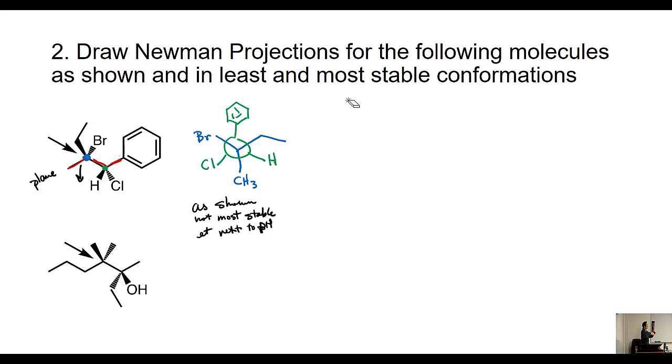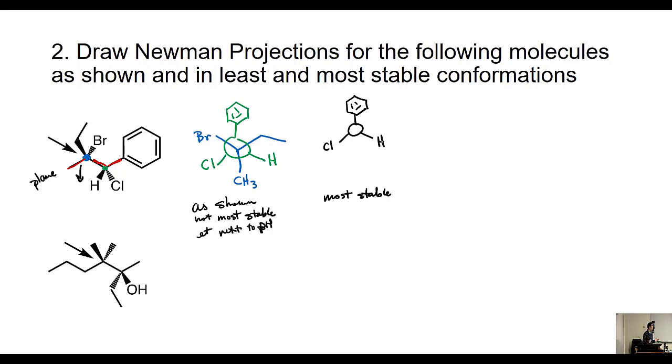So first things first, I'm going to do most stable. The back carbon is going to remain in position. So my benzene stays in the front, on the top. I have chlorine, I have hydrogen. Okay? And now I'm going to rotate my front carbon. Now, I want my biggest group to be as far away from the biggest group on the back carbon as possible. What is the biggest group on the back carbon? My benzene. And what is my biggest group on my front carbon? My ethyl.